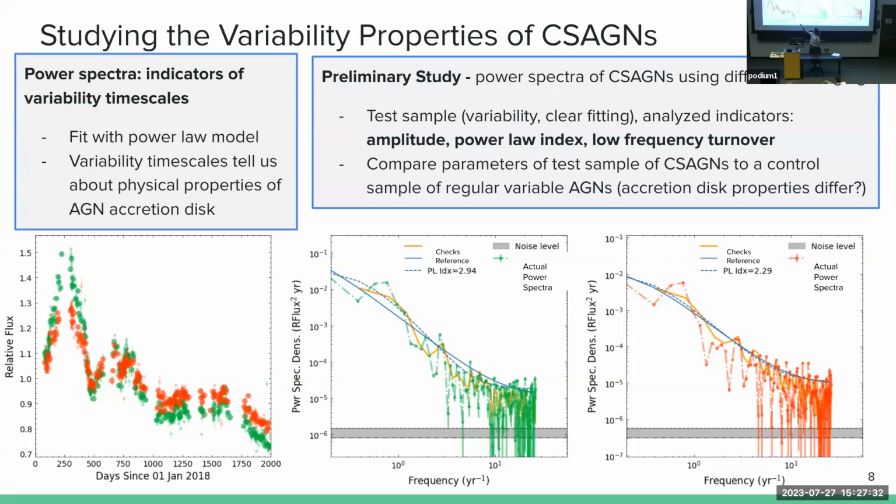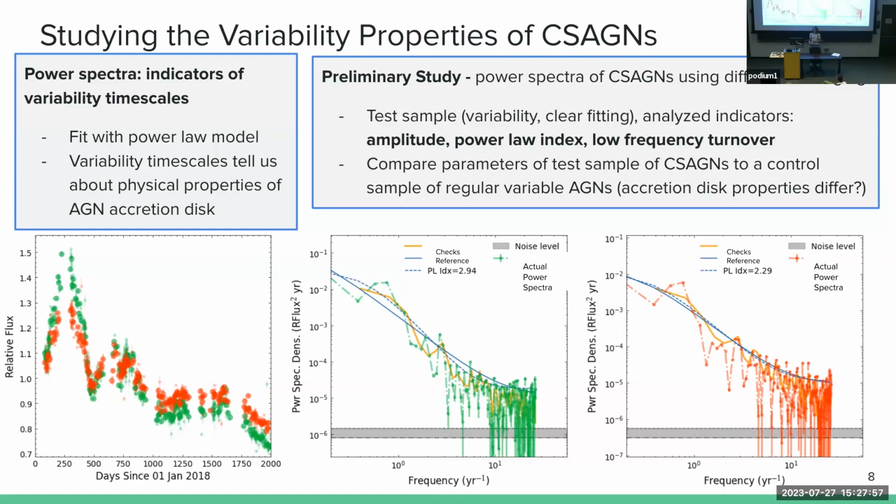In the image below, we have the typical light curve of a CS AGN in two separate bands, and then we've constructed the power spectra, and we have fit the power spectra with a power law model, which is the blue fit. We can then study power spectra because they are indicators of variability timescales, and these variability timescales tell us more about the physical properties of the AGN accretion disk.